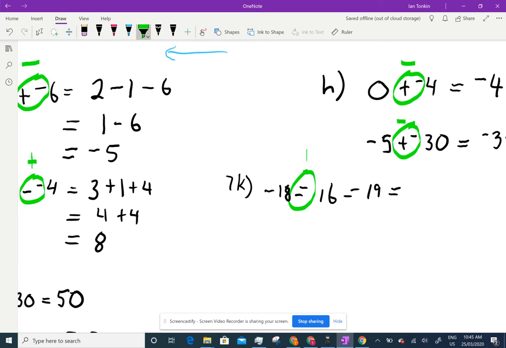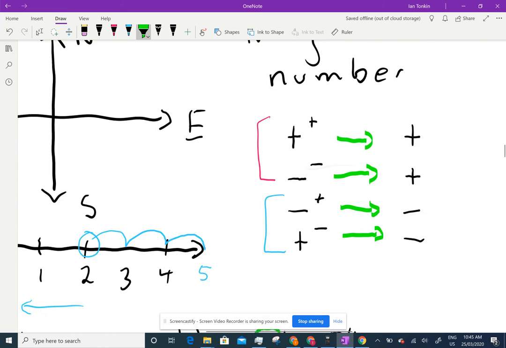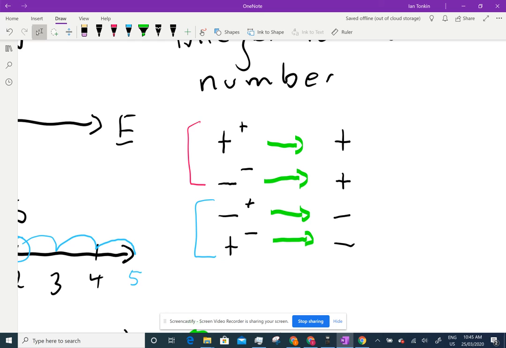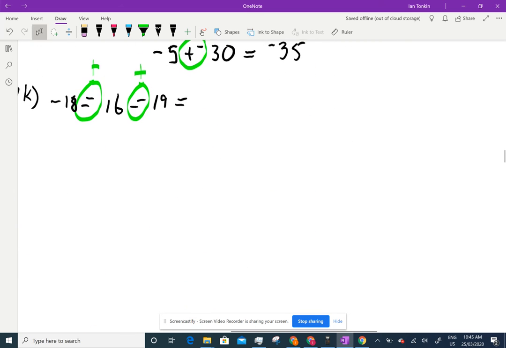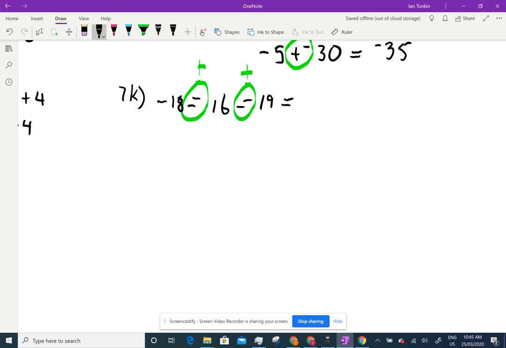Let's change that to a plus. Change that to a plus. Remember, in your books, you've got that little reminder in your notes about what becomes what. And now I'm going to rewrite this. I've got negative 18 plus 16 plus 19. And this looks hard, but it's not. Negative 18, I go back 16 spots. That's almost all the way to 0. It's only 2 short, so I've got negative 2.